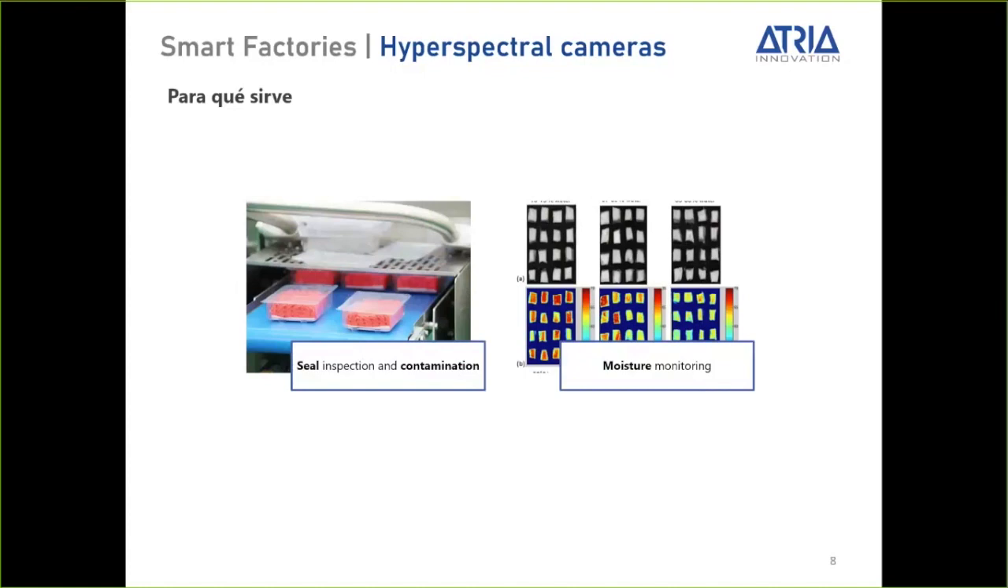And finally, the last one is also related to the bakery one, in that we are able to monitor moisture. We can see the development of the water, etc., over the different food pieces using this technology.